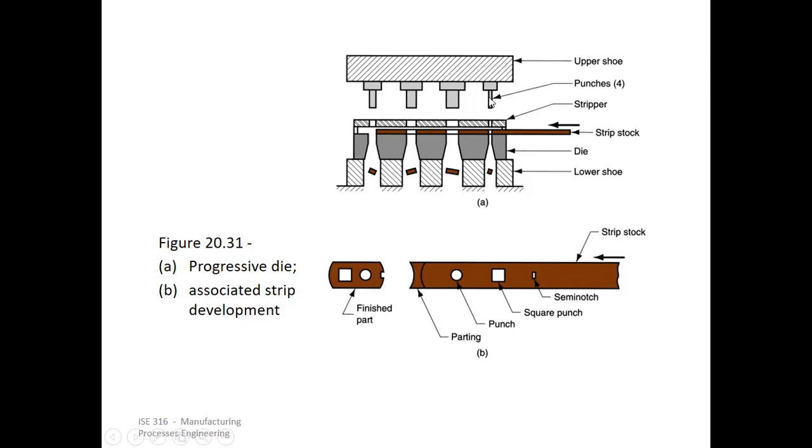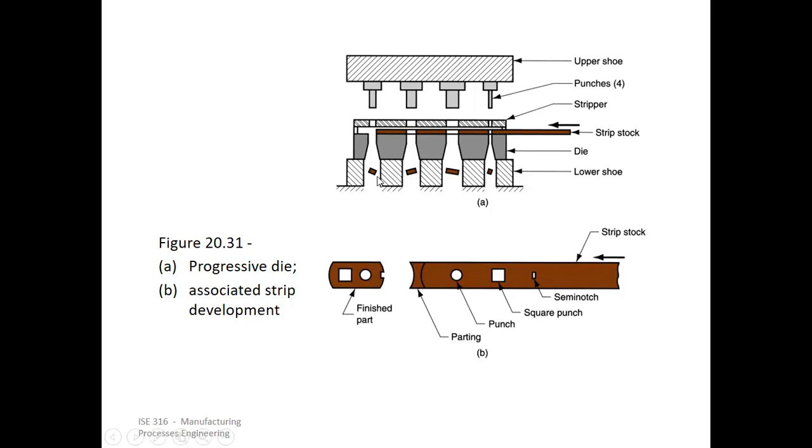So the first punch, as you can see, will remove this semi-notch, right? It will create the semi-notch. And the second one is a square punch. It is responsible for removing the square portion from the sheet or the strip. So progressively the part is formed. That's why it is called progressive die, right?